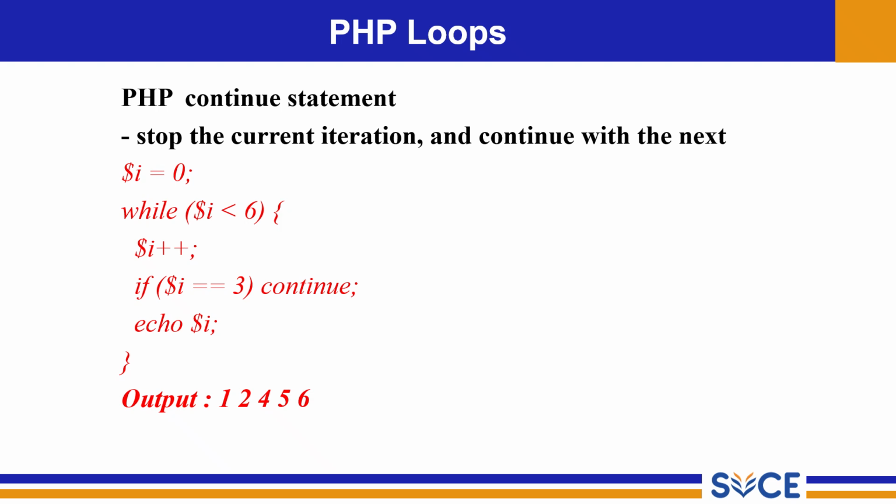If $i == 3, continue. This checks if $i is equal to 3. If true, the continue statement skips the rest of the code in the loop and moves to the next iteration. So, when $i is 3, echo $i is not executed. Echo $i prints the current value of $i to the output. This is skipped only when $i equals 3 because of the continue statement. Therefore, the final output will skip 3, and the numbers 1, 2, 4, 5, 6 will be printed.